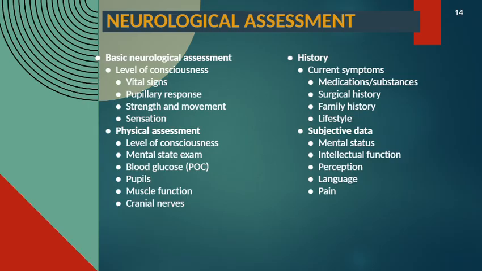In the history, we ask about current symptoms, including onset and progression. Review medications and substances, including alcohol or recreational drugs, because these can cause altered mental status. A surgical history, especially brain, spine, or cardiac procedures, is important. Ask about family history of neurological disorders and evaluate lifestyle factors such as sleep, stress, diet, and substance use.